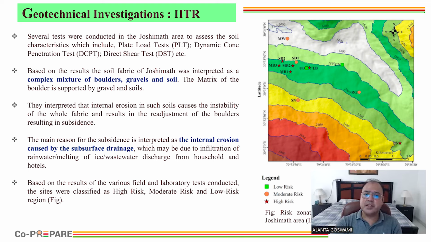The matrix of boulders is supported by gravel and soils. The main reason for the subsidence is interpreted as internal erosion caused by subsurface drainage, which may be due to infiltration of rainwater, melting of ice, and wastewater discharge from households and hotels. This is what IITR's geotechnical analysis says. However, according to the isotopic study of NIH, contamination from household discharge is not accepted. They said there is internal subsurface drainage taking place, because some drainages are suddenly disappearing in the Joshimath area. Based on various field and laboratory tests, the sites were classified as high risk, moderate risk, and low risk regions. So they have done the risk assessment.